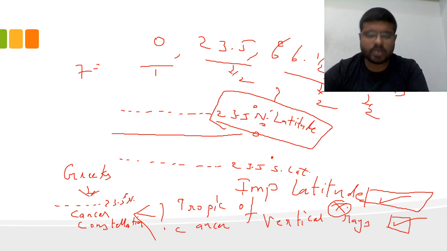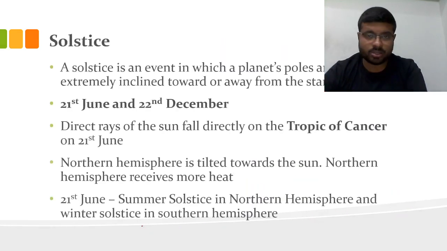Anyhow, leave that. The thing I would like to tell you is why these two latitudes are important, because that is regarding vertical rays. Why they are named so is because in the past the Greeks observed that these are very near to the constellations of Cancer and Capricorn. Anyhow, leave that. Why are 66 and a half degrees north and 66 and a half degrees south important latitudes?